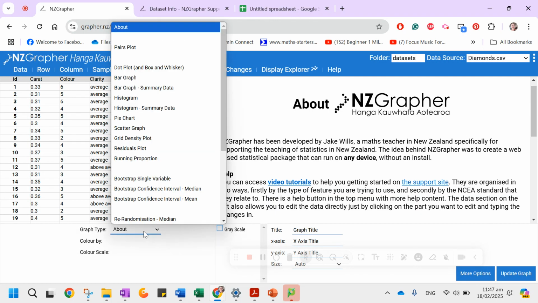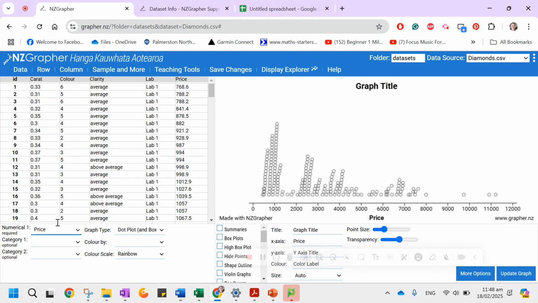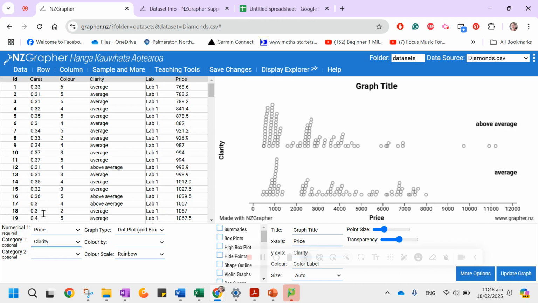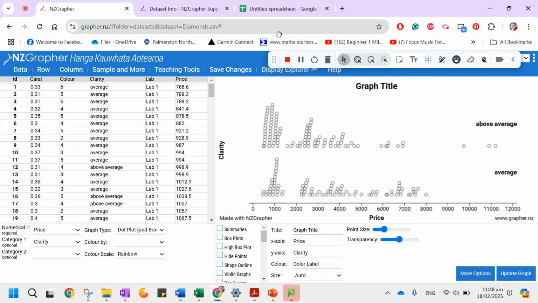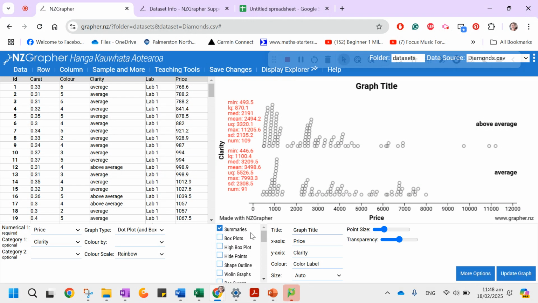Okay, we're going to make a dot plot. Our numerical variable we said was price. Remember that was in our question, the price, and we were comparing by clarity. So there we have our dot plot. We are going to need our summaries, so we tick the summaries box. Move it up there. So we need our summaries.